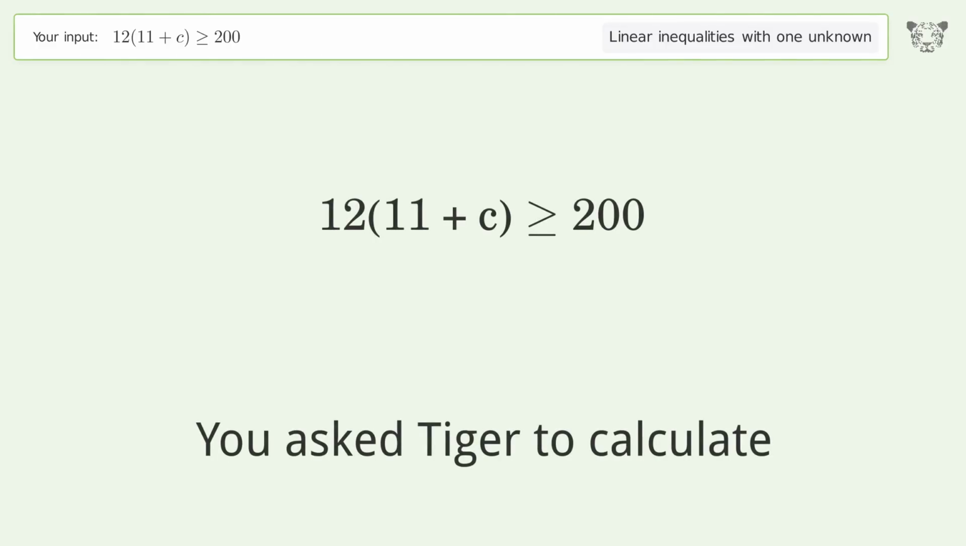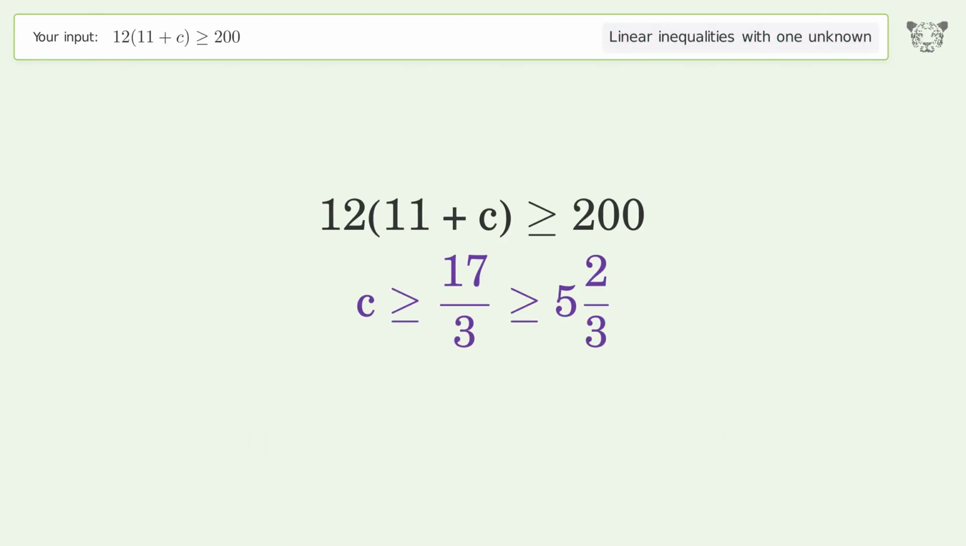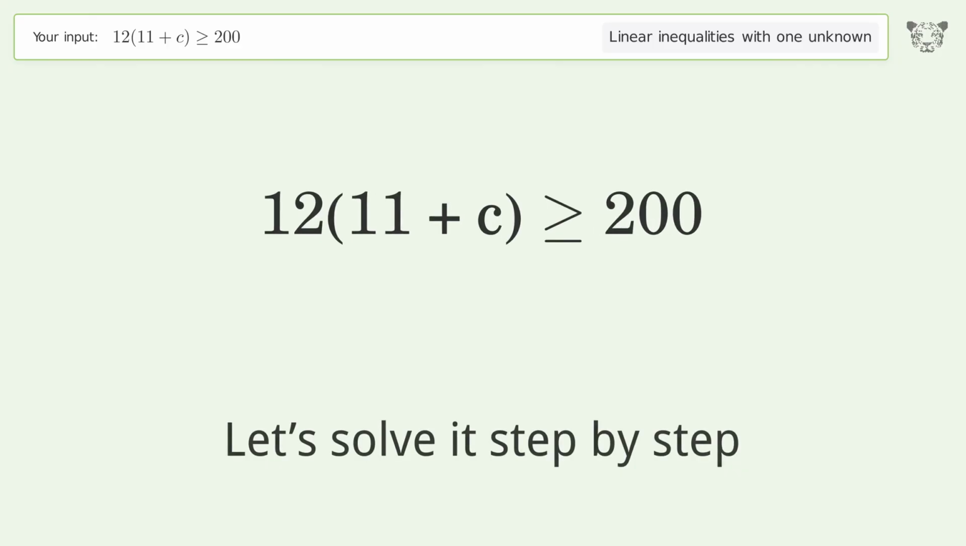You ask Tiger to calculate. This deals with linear inequalities with one unknown. The final result is c equal or greater than 17/3 equal or greater than 52/3. Let's solve it step by step.